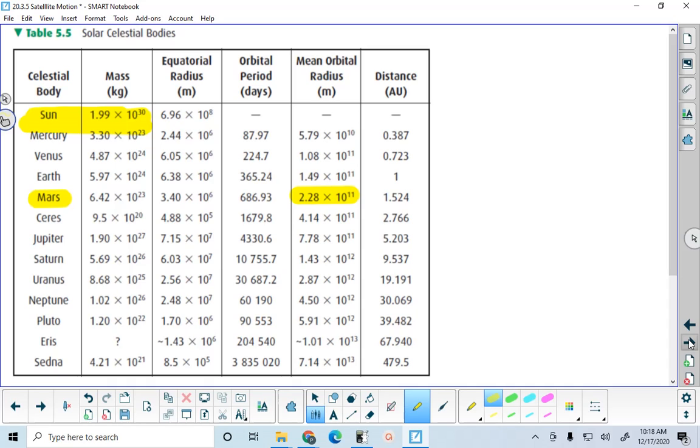Mars is. Can you guys read that on your screen? Okay. So the mass of the sun is 1.99 times 10 to the 30 kilograms. The radius of the Mars orbit is 2.28 times 10 to the 11 meters.